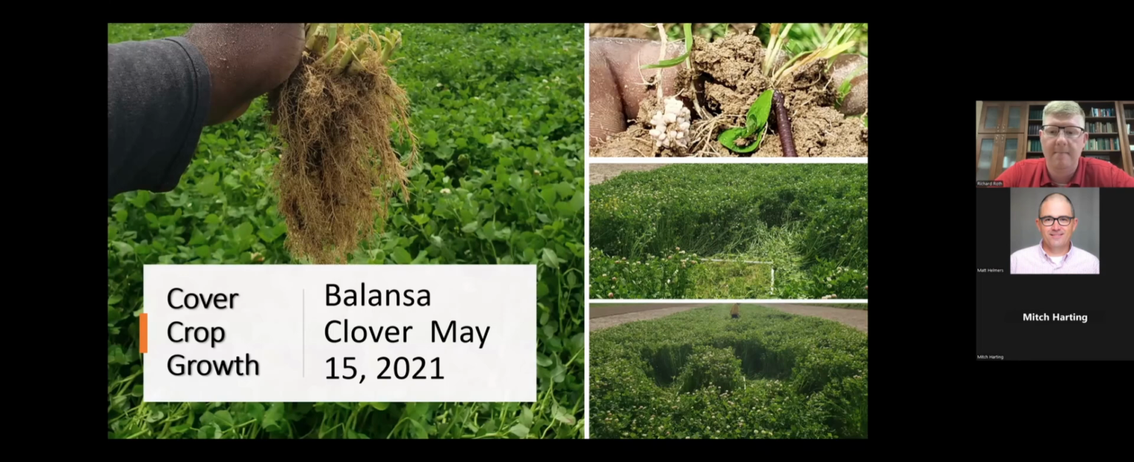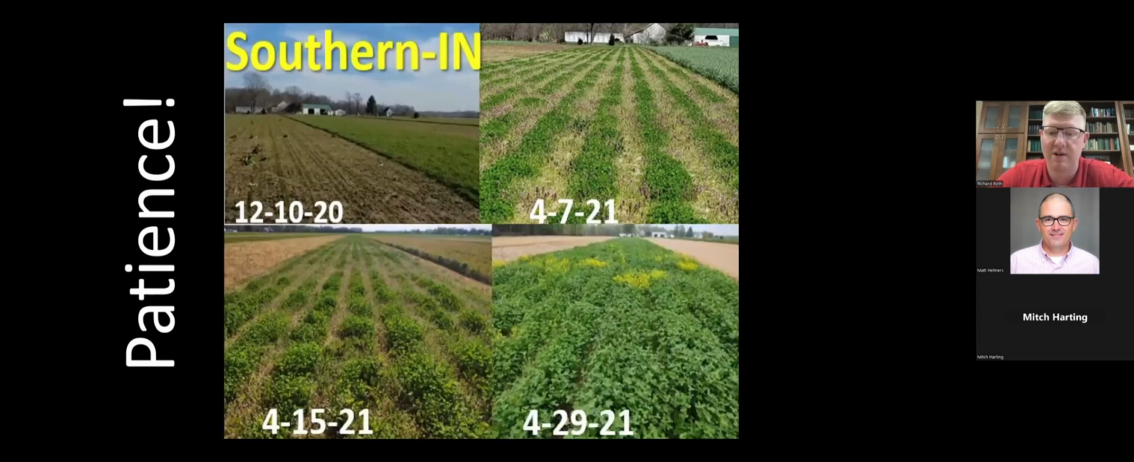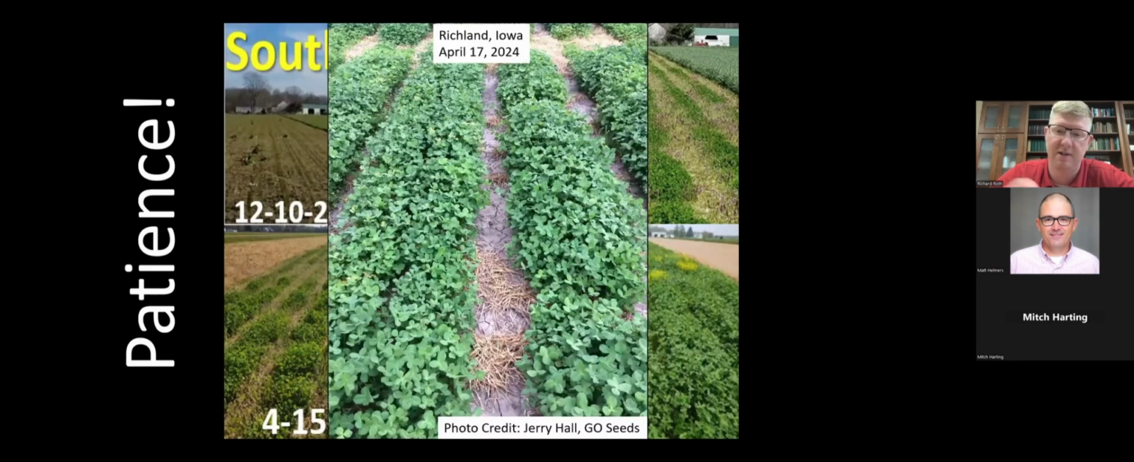The key with this kind of cover crop though is patience. So in the fall, it's not going to grow very much, just barely come out of the ground. But if you give it time in the spring, when things warm up, it will grow. So this is again from southern Indiana, but this picture is from Iowa just this April. And you can see again, pretty good growth we could get even at the more northern latitudes.